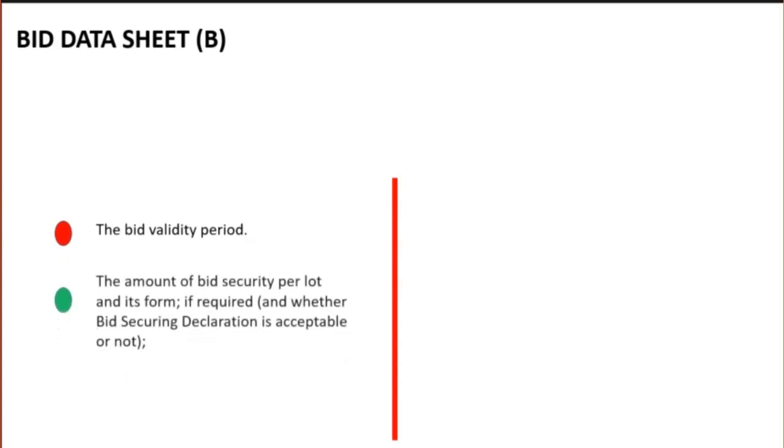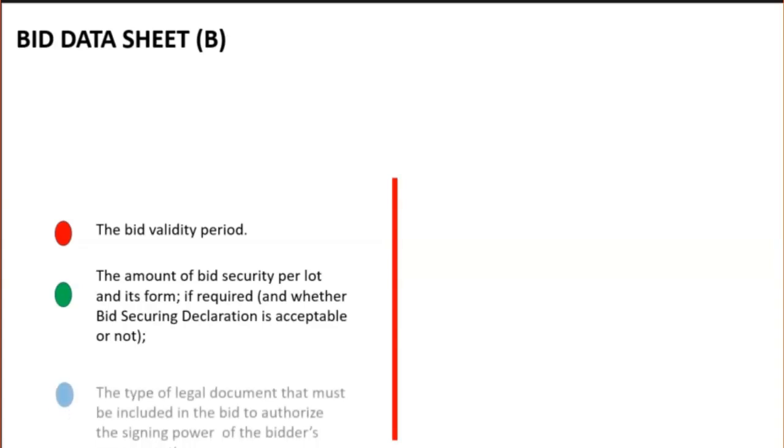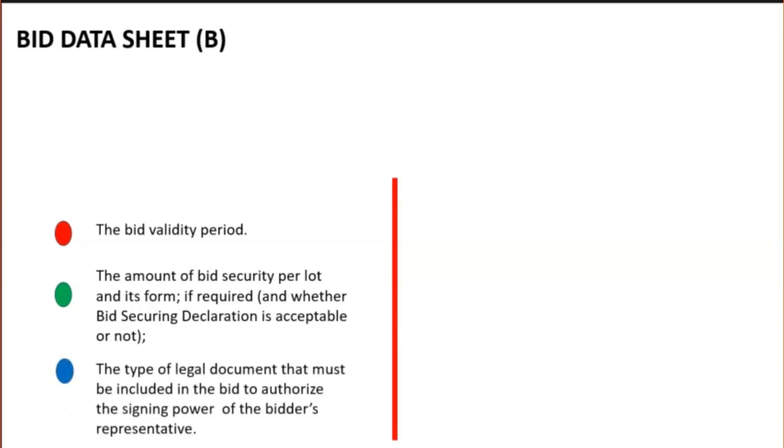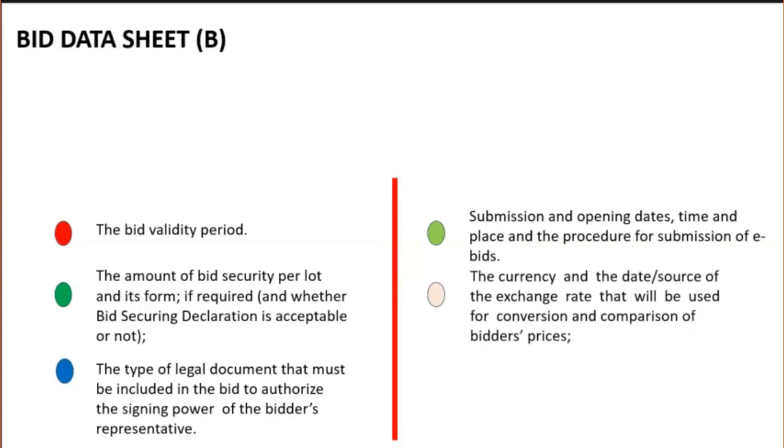You find information relating to the amount of bid security per lot and its form, if required, and whether bid securing declaration is acceptable or not. You find information relating to the type of legal document that must be included in the bid to authorize the signing power of the bidder's representative. You find information relating to the submission and opening dates, time and place, and the procedure for submission of e-bids. You find information relating to the currency and the date of the exchange rate that will be used for conversion and comparison of bidders' prices.